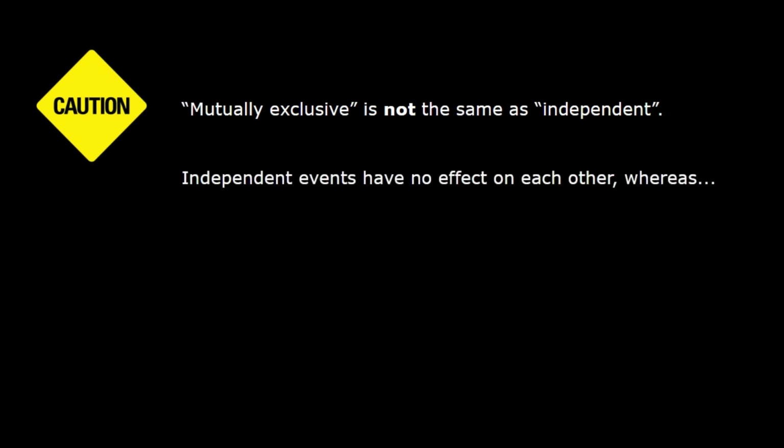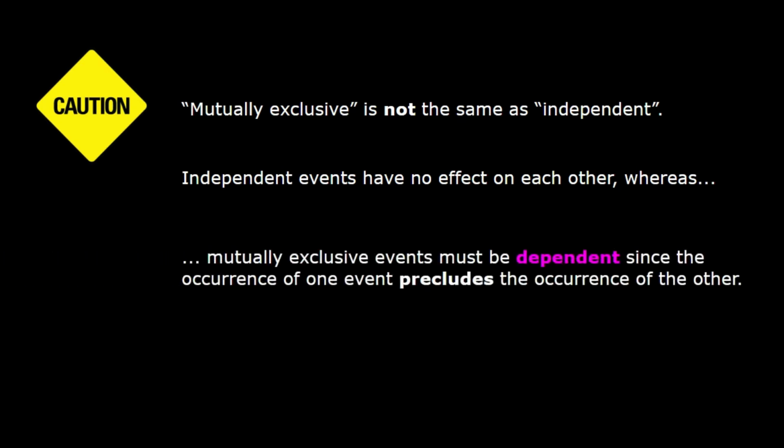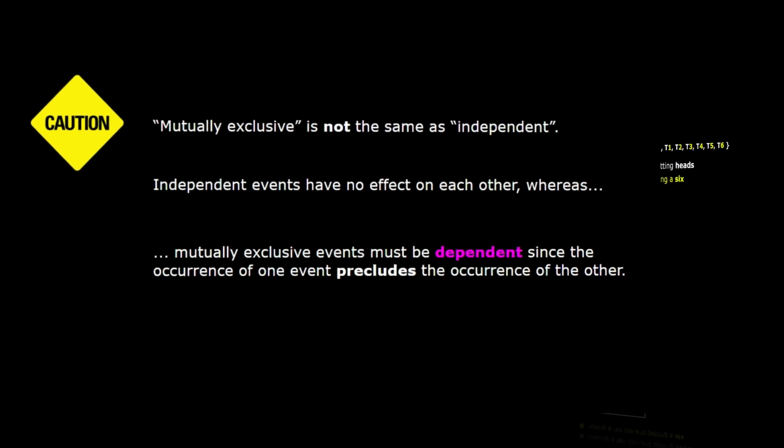Okay, so one last caution on using the terminology mutually exclusive versus independent. Please be aware that mutually exclusive is not the same as independent. Independent events have no effect on each other, whereas mutually exclusive events must be dependent, since the occurrence of one event precludes the occurrence of the other. And while that might seem a little confusing, consider this. If you have events A and B and you know they are mutually exclusive, then as soon as A occurs, you know it's impossible for B to occur, because mutually exclusive events can't occur together. And hopefully that doesn't seem like independence to you. That's actually 100% dependence. You can't find events more dependent than mutually exclusive events, because one event can not just affect the other one, it can actually prevent it from occurring.